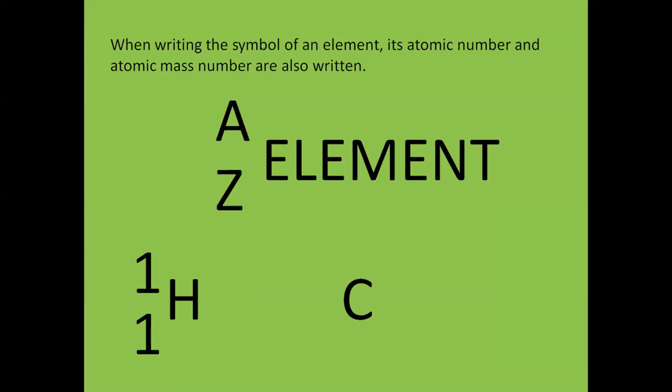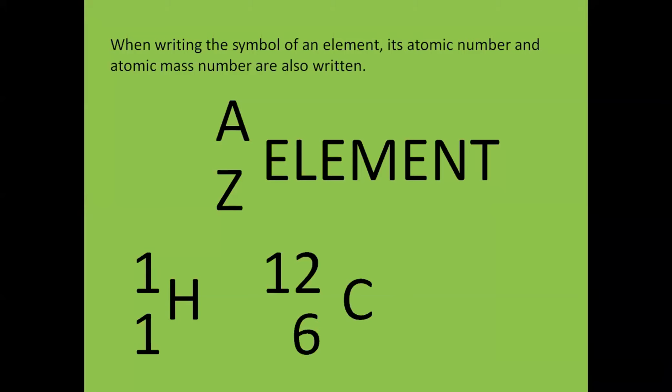Let us take one more example, carbon. The symbol is C. The atomic number of carbon and atomic mass number of carbon will be represented here. The atomic mass number of carbon is 12, which will be written at the top, and the atomic number is 6, which will be written at the base.